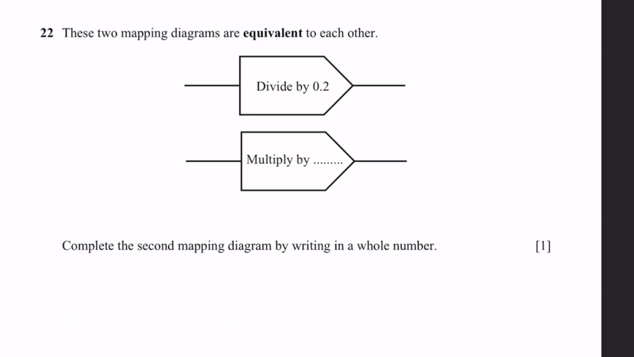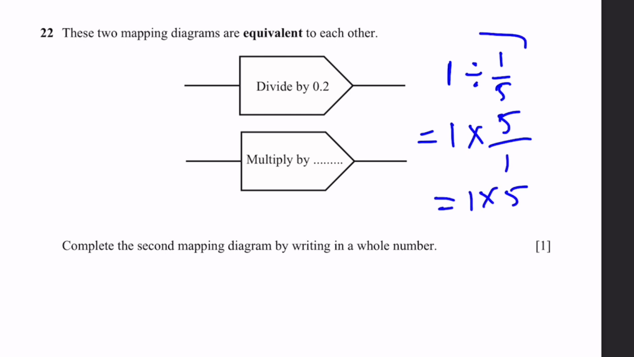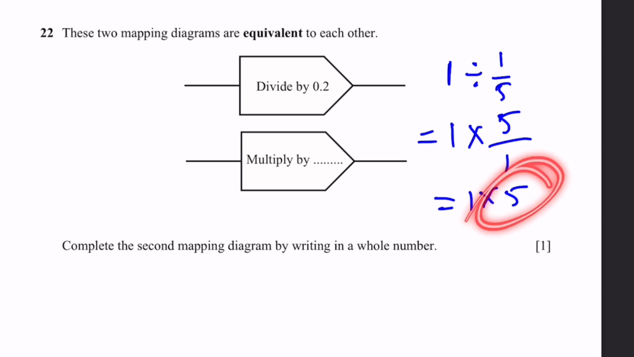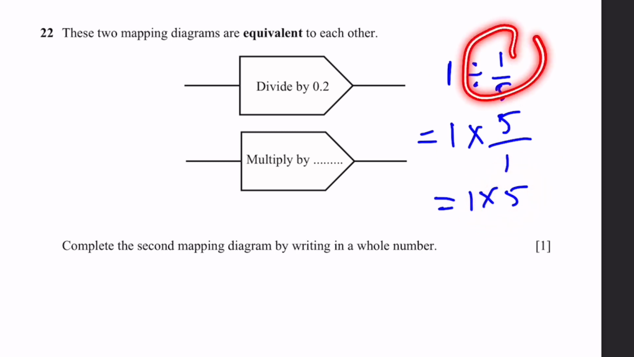Question 22. These two mapping diagrams are equivalent to each other. Complete the second mapping diagram by writing in a whole number. So divide by 0.2 means divide by 1 by 5. So let's take 1 divided by 1 by 5. That's equal to 1 into 5 by 1, which is 1 into 5. That means these two are equal. As you can see here, multiplied by 5 can be representing divide by 1 by 5. That means the answer is multiply by 5.